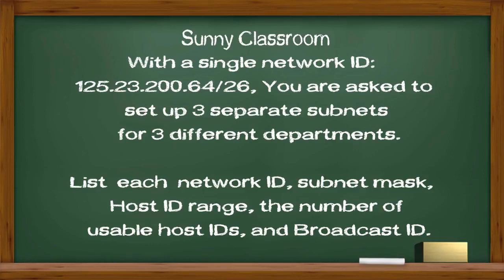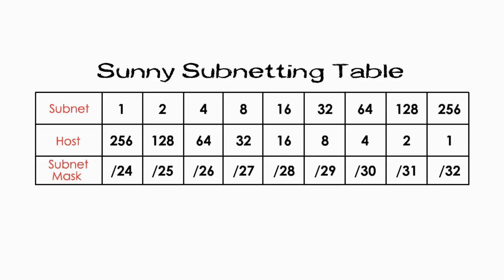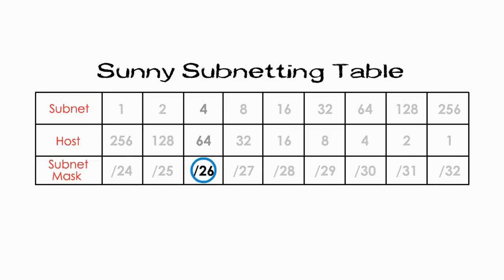Before we start, we must understand why the given network ID is a subnet. The answer is /26. Look at this Sunny table. Find the subnet mask /26 in the 3rd row. Then I circle the whole column. From the subnet number 4, we know for sure the given network ID is one of the 4 subnets. Keep in mind, we will use the number 4 in a second.